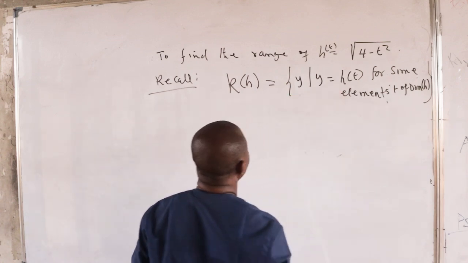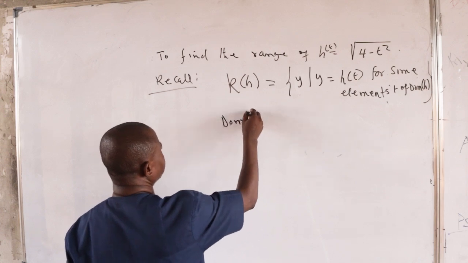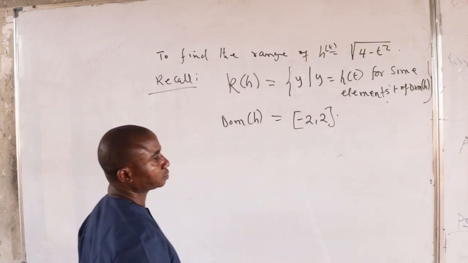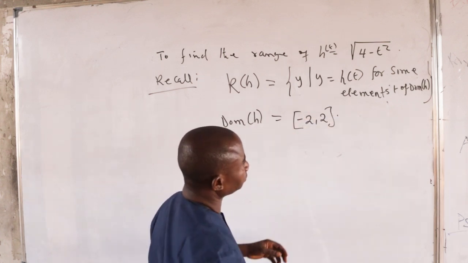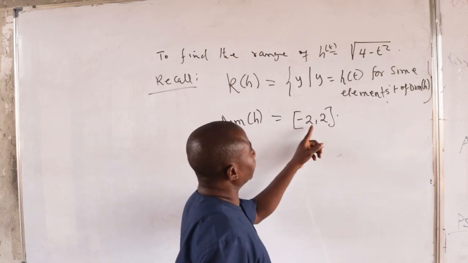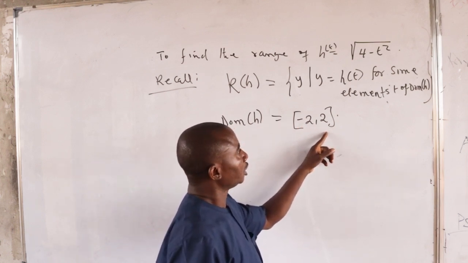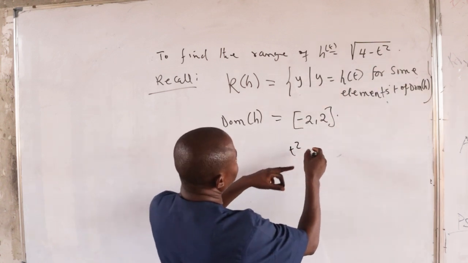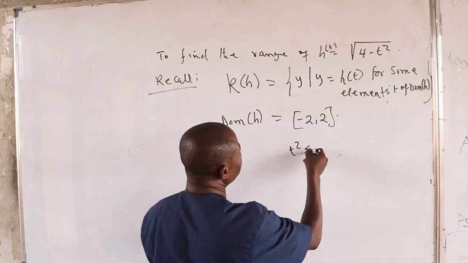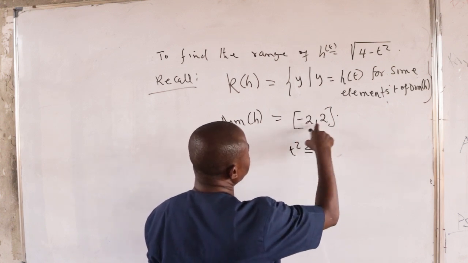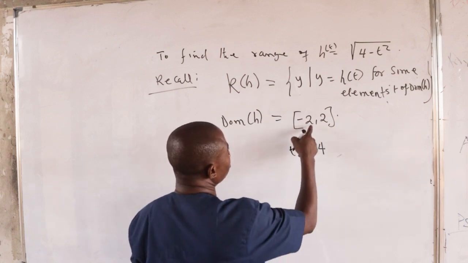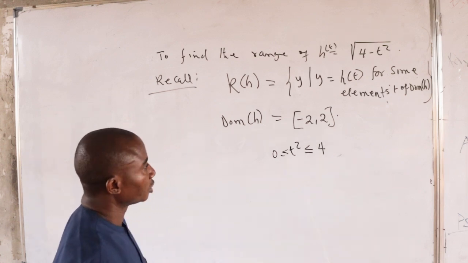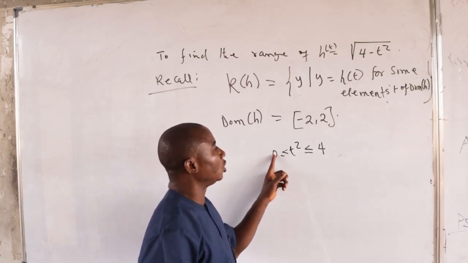Using this definition, we know the domain of h. This is the interval [-2, 2]. So if t is in this interval, the highest value of t squared is 4, so t squared is less than or equal to 4, as long as t is moving here. But the smallest value it can take is 0. So t squared lies between 0 and 4.